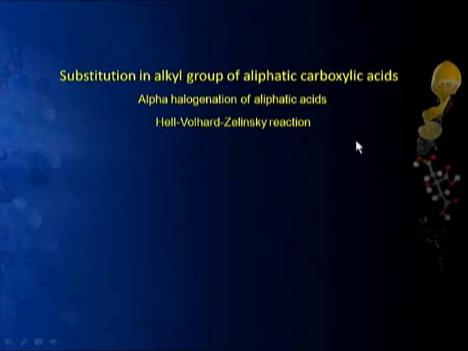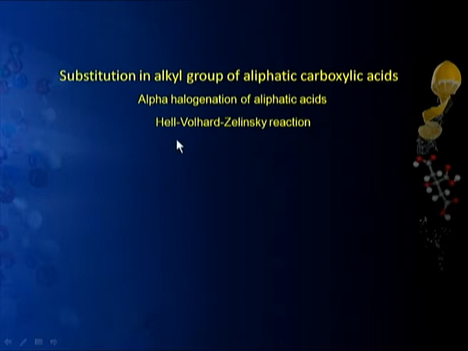Then the reaction in the side chain. As I said, one set of reactions can be on the alkyl group or aryl group which is attached to the carboxylic acid. In case of aliphatic carboxylic acid, obviously the side chain is an alkyl group, and when halogenation of such acids is carried out, a halogen group is introduced at the alpha position. We call it alpha halogenation of aliphatic acids, and again this is a name reaction.